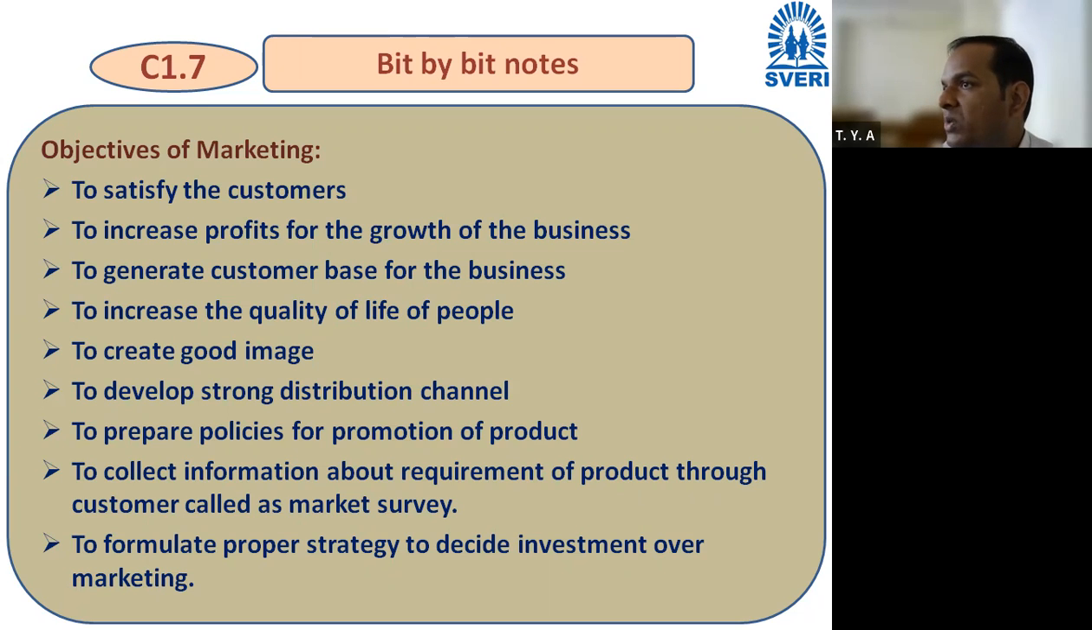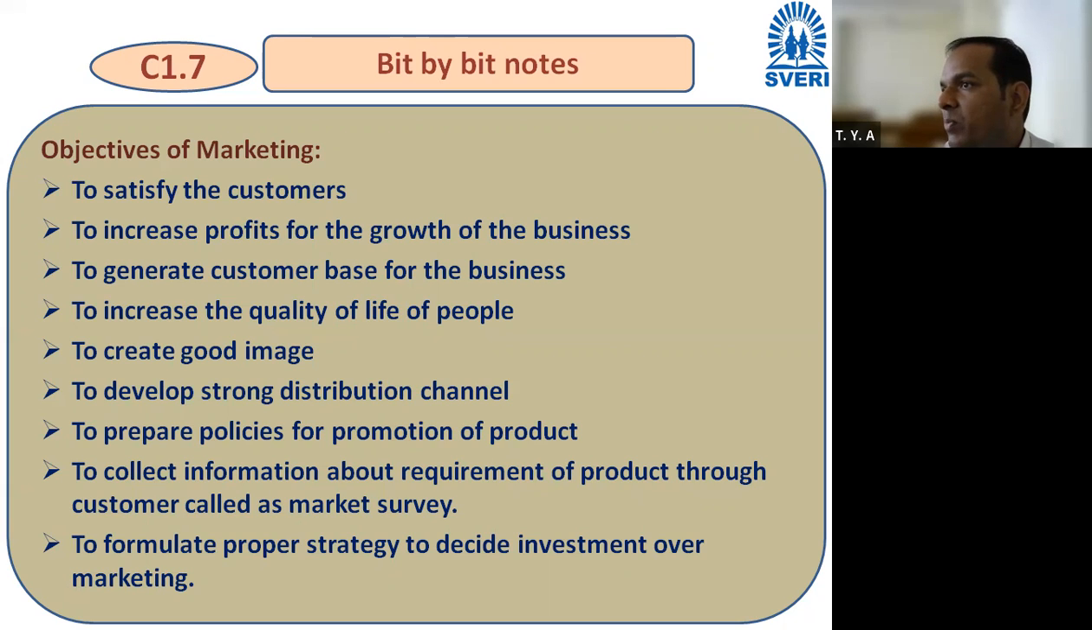To collect information about requirement of product through customer is called a market survey. याचा मिनिंग असा आहे, मार्केटमध्ये काय लागतंय. सो कलेक्टिंग दॅट इन्फॉर्मेशन रिलेटेड टू प्रोडक्ट is also part of the marketing department. So it is called a market survey. Market मध्ये काय लागते, बदल काय हवेत product related. So this is also objective of the marketing.